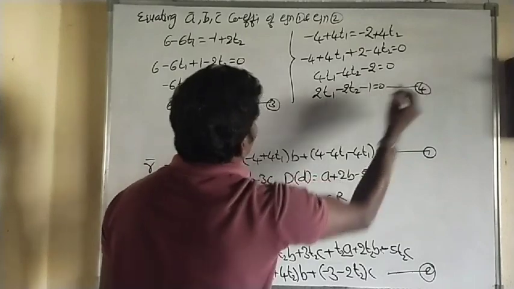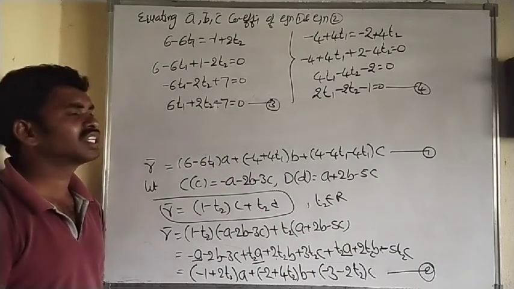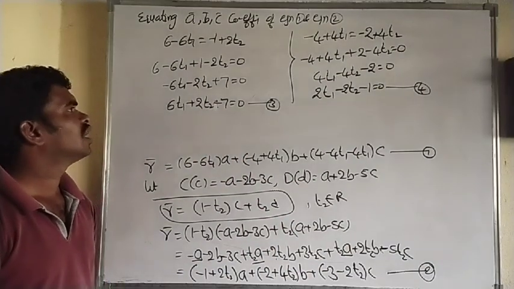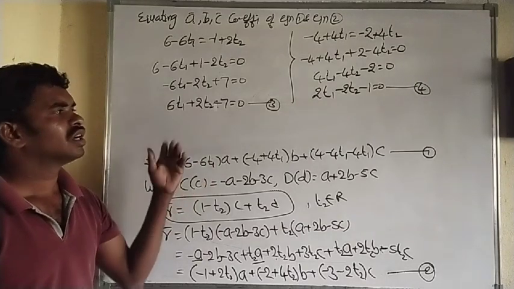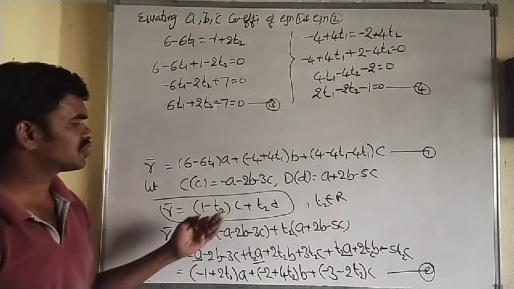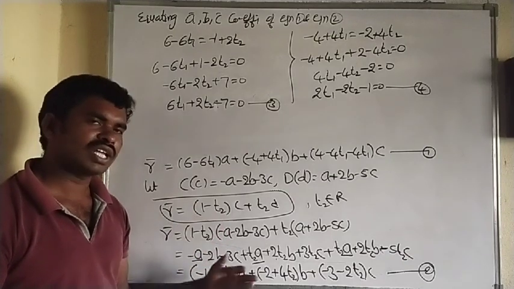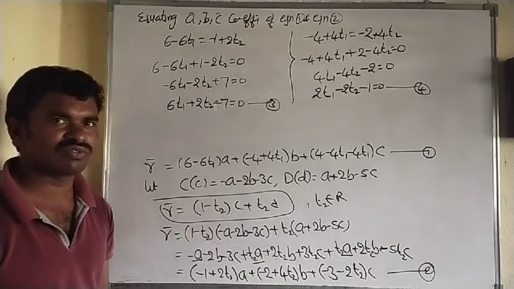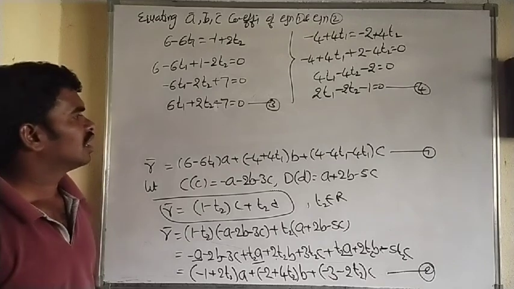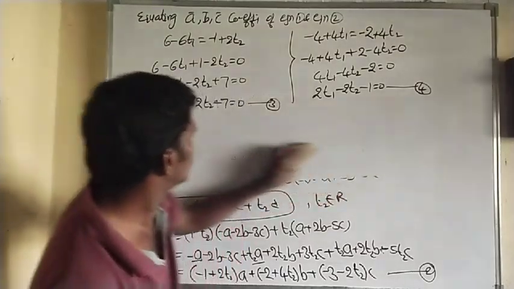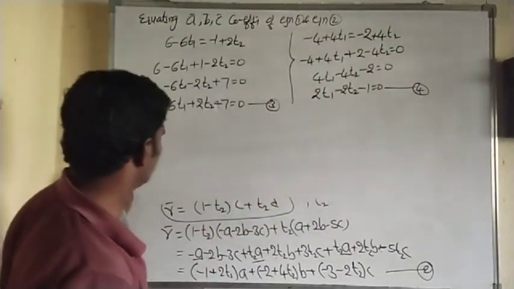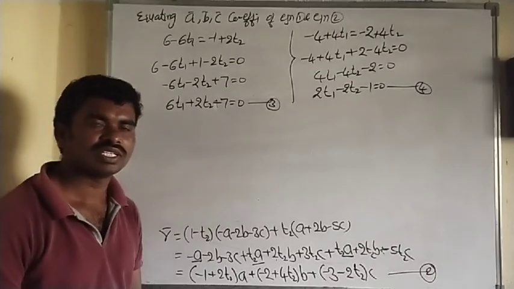Equation 4. By solving 3 and 4, we can get t1 and t2 values. After getting the t1 value, substitute in equation 1, we can get the intersect point. Or substitute the t2 value in equation 2, then also we can get the intersect point. Then our problem is completed. Okay, can I remove this? So now I am going to simply solve equations 3 and 4. Is it clear?